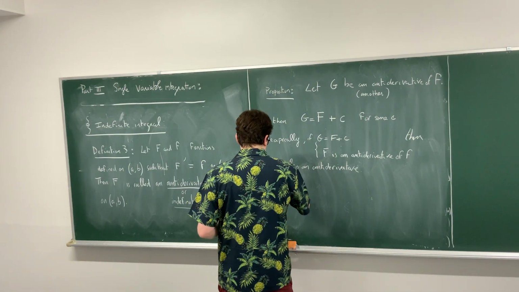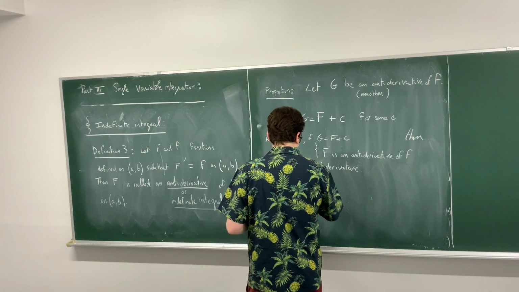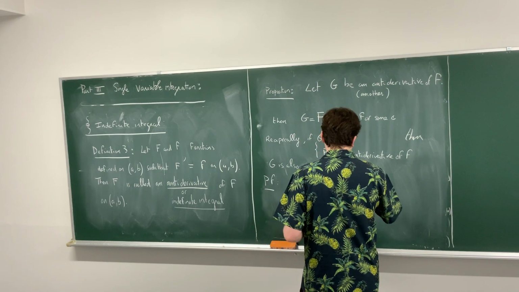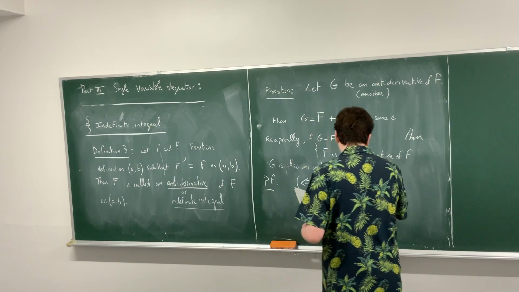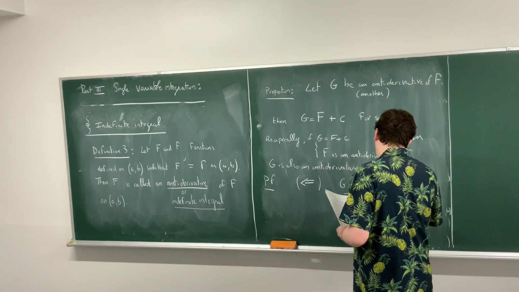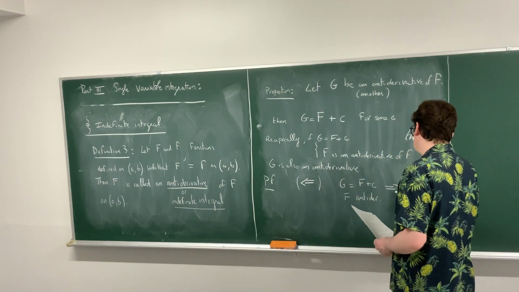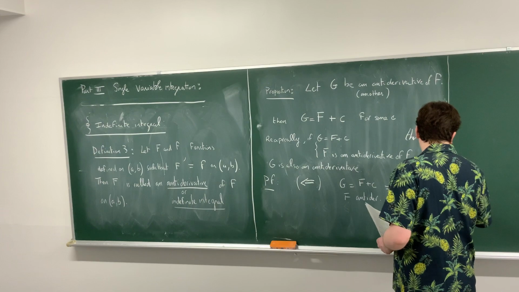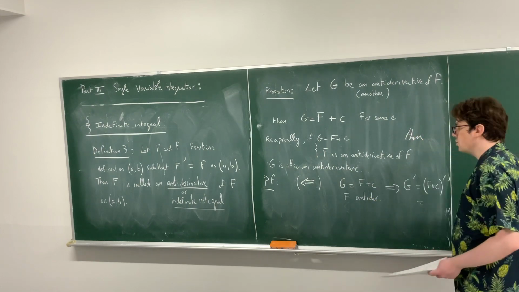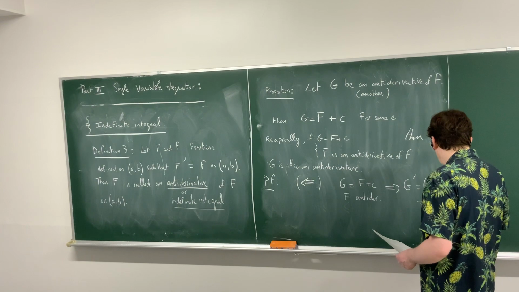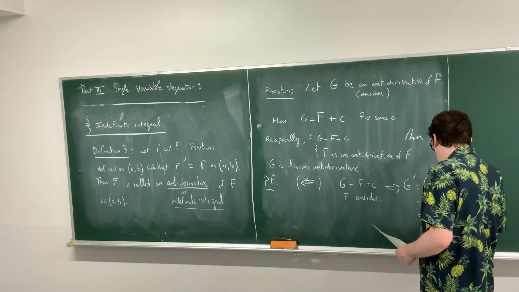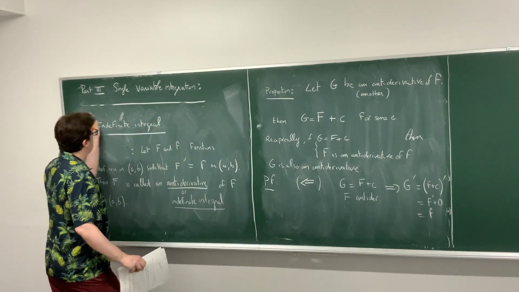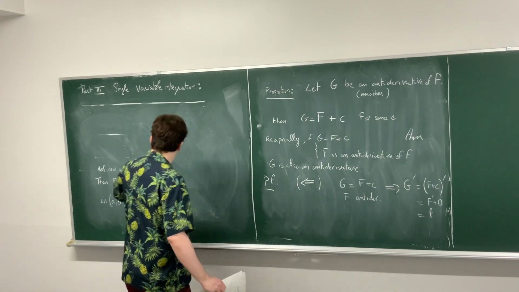The proof of that, okay, so if we want to prove in this direction, this is the easiest. We have G equal F plus C and F an antiderivative. So this implies, of course, that the derivative G prime will be the derivative of F plus C, but by the law of derivation, we know that this is equal to F prime plus 0, and so this is equal to small f. Okay, so this direction, the proof is very easy.